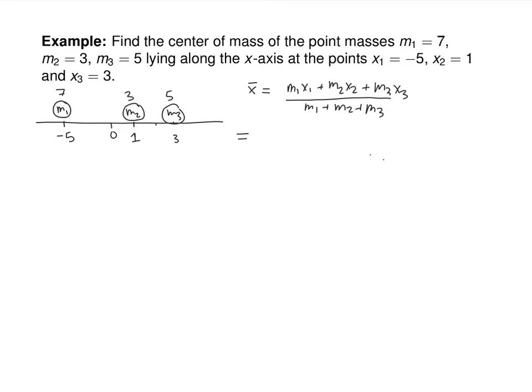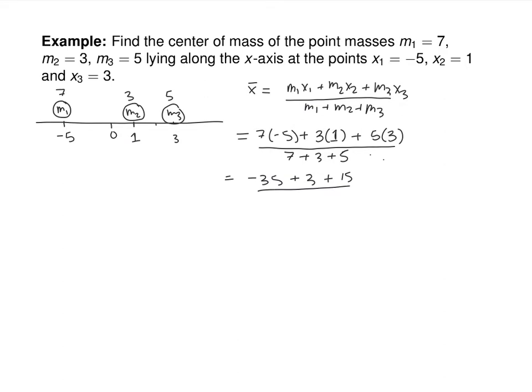So mass 1 is 7, its x-coordinate is -5. Mass 2 is 3, its x-coordinate is 1. Mass 3 is 5, x-coordinate of 3, all divided by 7 plus 3 plus 5. So in the numerator we have -35 plus 3 plus 15, all over 15. So that's -17 over 15.